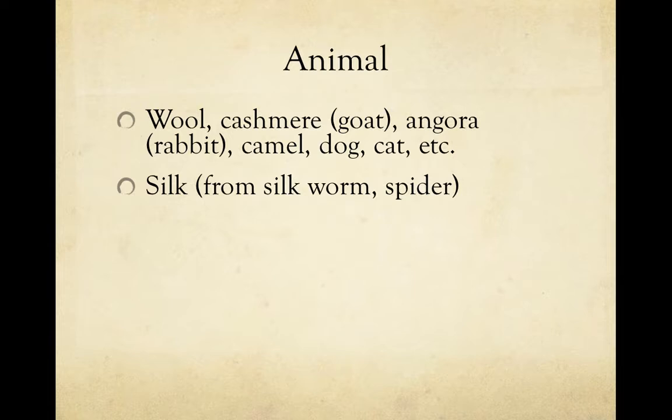The most common types of animal hairs are wool from sheep, cashmere from goats, angora from rabbits, and then a less common type, camel. And then your general dog and cat hairs are very common, especially in forensics settings. And then you can also have silk, which originates from silkworms more commonly, or even spiders.